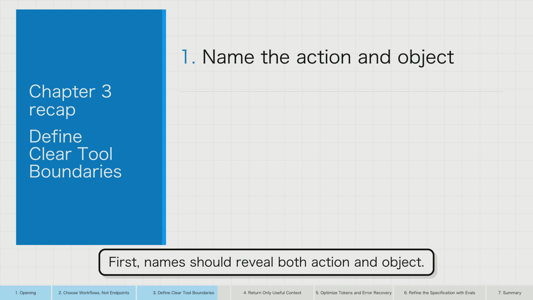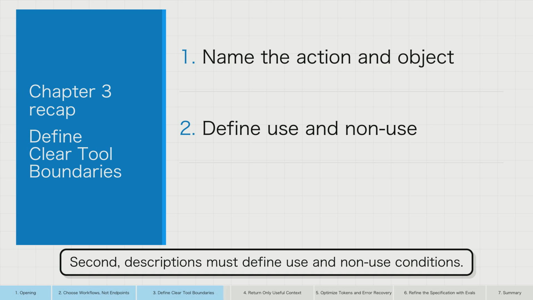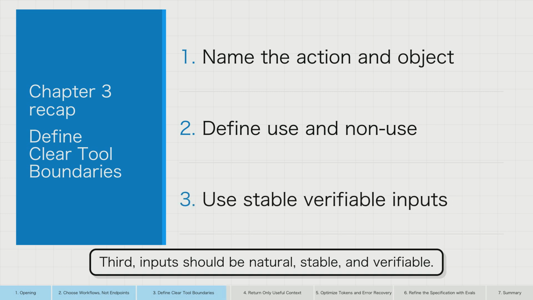Chapter Recap. First, names should reveal both action and object. Second, descriptions must define use and non-use conditions. Third, inputs should be natural, stable, and verifiable.